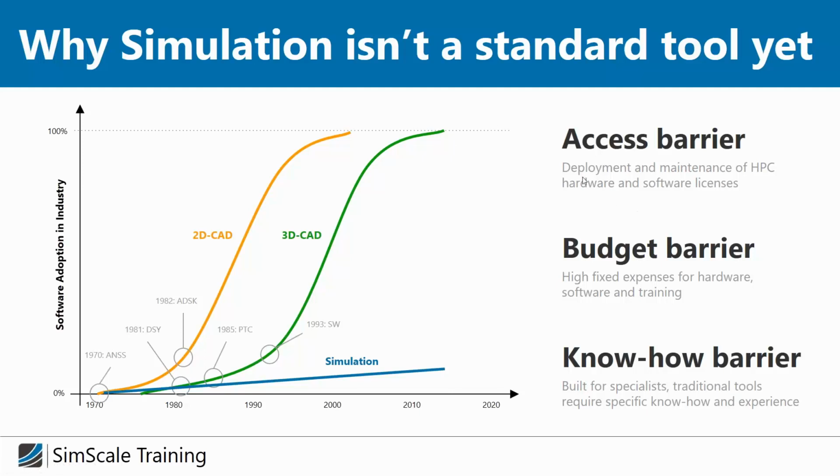Another problem, which is very much associated with the access barrier, is what we call the budget barrier. All the traditional simulation tools were designed to be used by very big companies, and they come with very traditional old license models, including very high fixed expenses for software, and we're talking about annual expenses. So if you want to start with simulation, you usually have to spend 10, 20, 30,000 euros upfront just for buying the hardware and software licenses for 1 year. And this is quite expensive, and for a lot of small companies, therefore, it's just not possible right now.